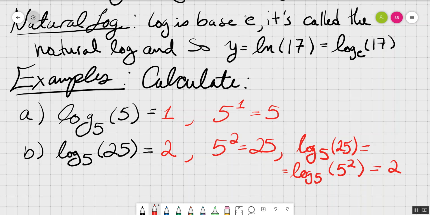Well, then you can see very clearly, oh, what's the exponent? It's 2, because this is asking me the question, how many powers of 5 do I need to make 5 squared? Well, you need 2 of them.